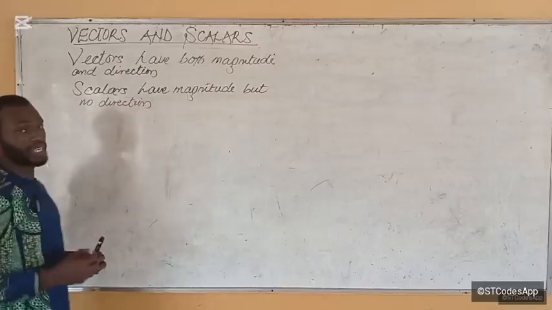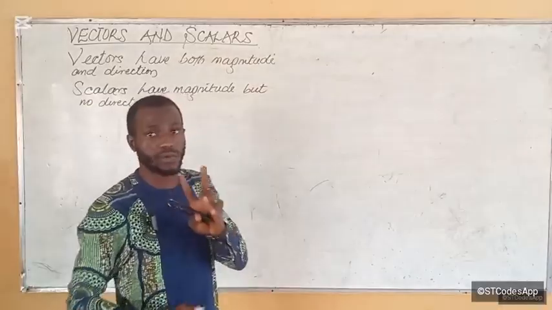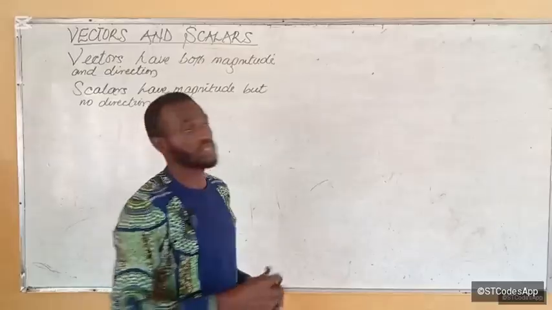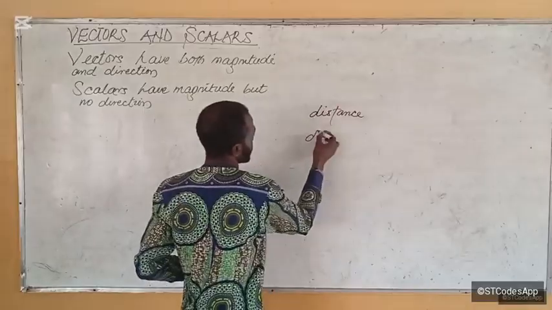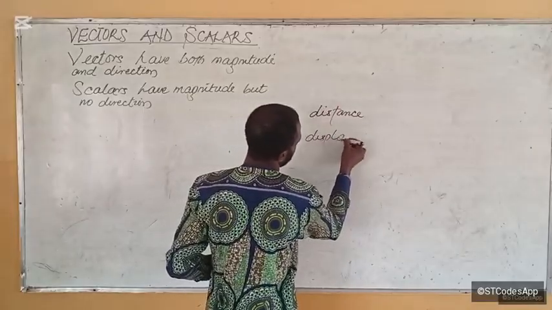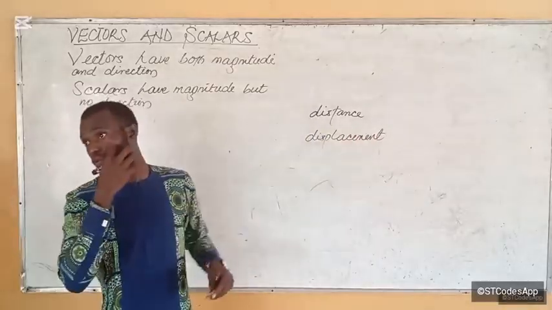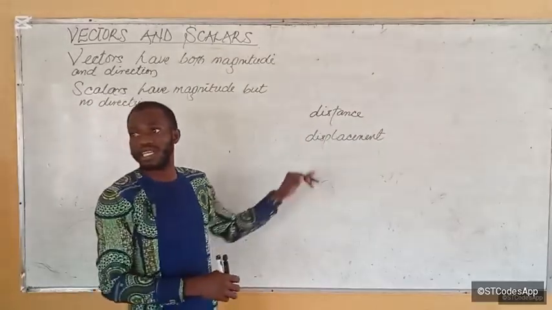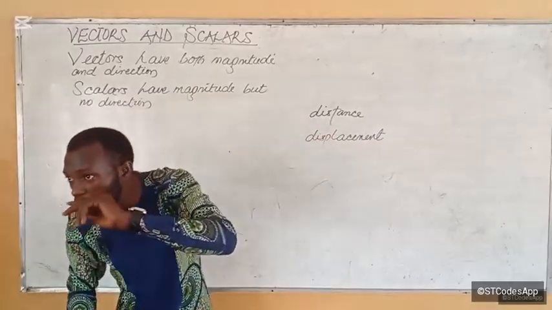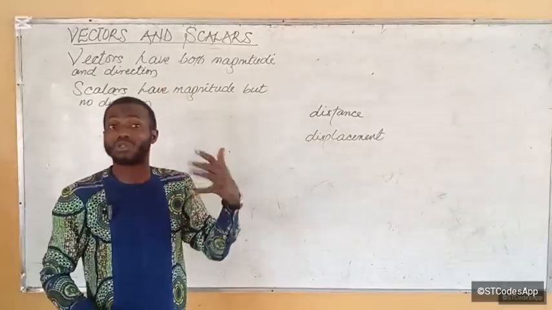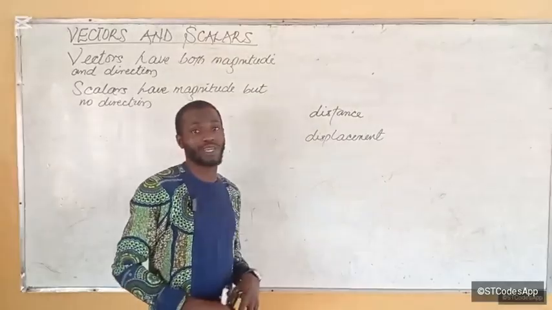Now, this definition may not make sense to you, okay? So let me make it make sense to you. We have two quantities that I'm going to first use to explain, and those are the quantities of distance and displacement. The way we describe it is such that distance is a scalar quantity, while displacement is a vector quantity. Now, what does this mean? That means that distance has only magnitude and displacement has both magnitude and direction.